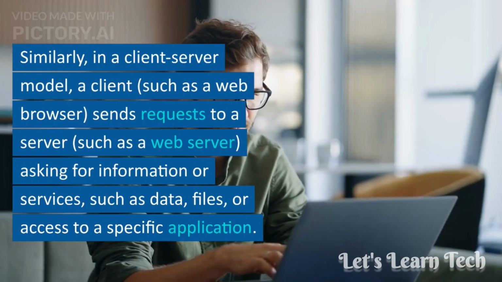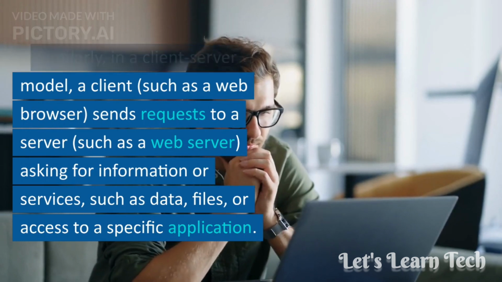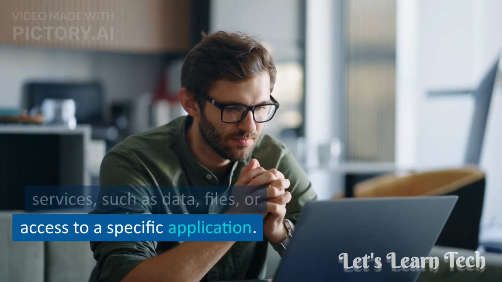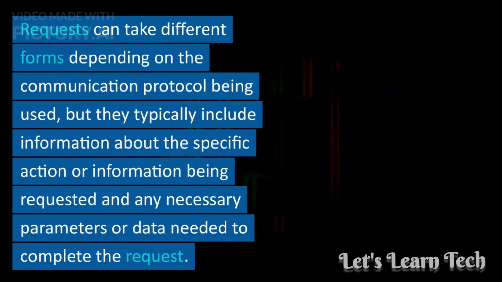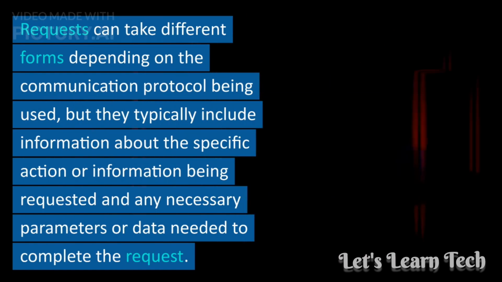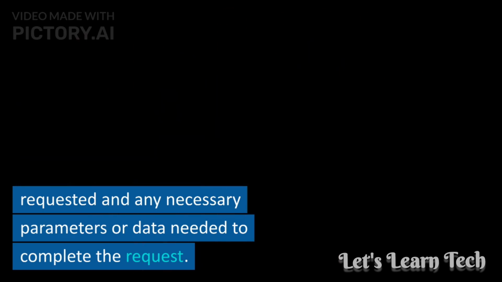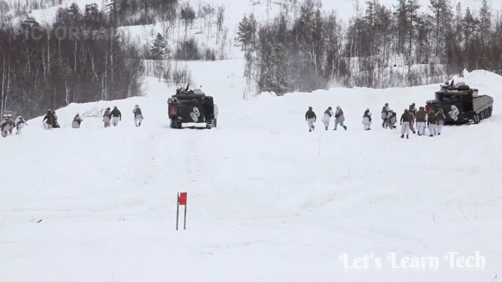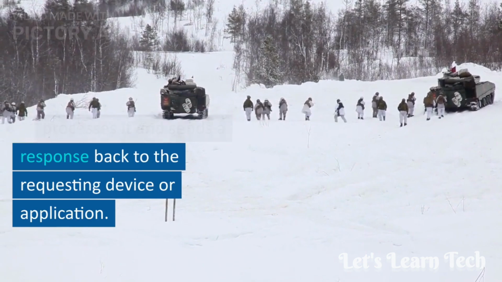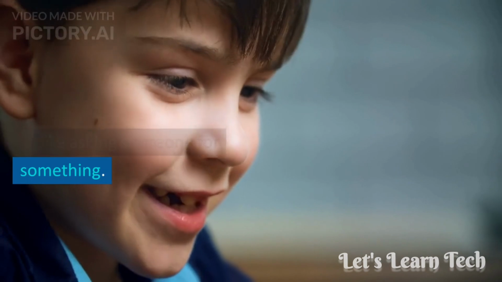Similarly, in a client-server model, a client, such as a web browser, sends requests to a server, such as a web server, asking for information or services, such as data, files, or access to a specific application. Requests can take different forms depending on the communication protocol being used, but they typically include information about the specific action or information being requested and any necessary parameters or data needed to complete the request. The server or application receiving the request then processes it and sends a response back to the requesting device or application.